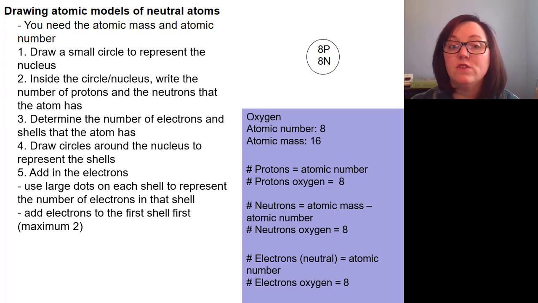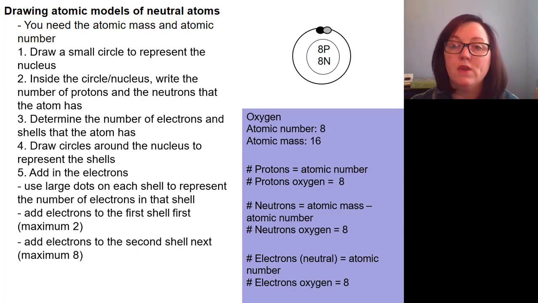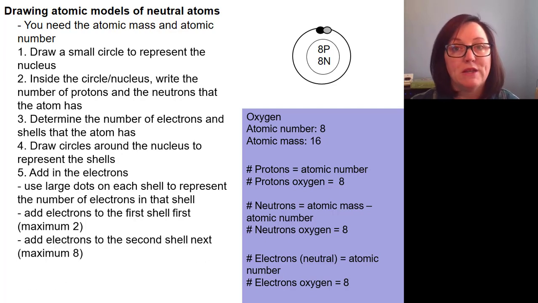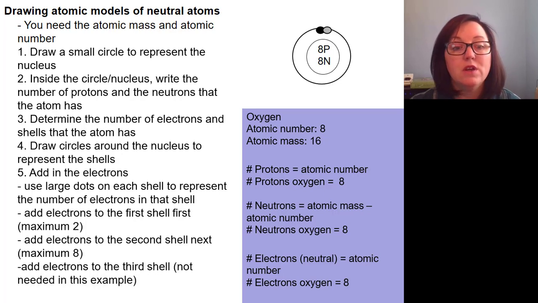So we're adding electrons to the first shell first. So there's my first shell with my 2 electrons. The first shell holds a maximum of 2 electrons, and you always have to fill the first shell before you can move on to the second shell. The second shell can hold a maximum of 8 electrons.